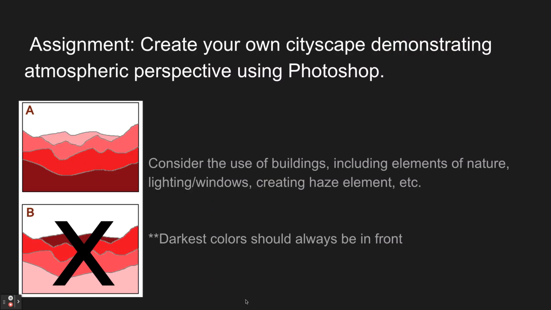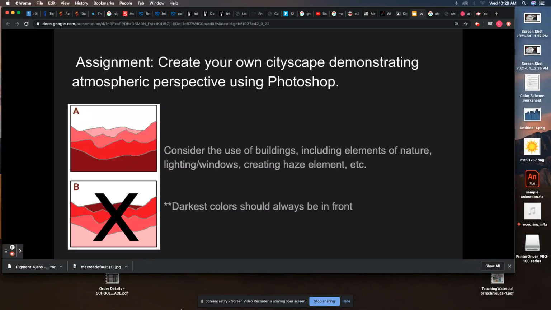Now, for this assignment, you ultimately will be creating your own cityscape, demonstrating atmospheric perspective using Photoshop. When you're making this, I want you to consider the use of buildings, but also, if you want, including elements of nature, whether it's in the foreground or background. You can include lighting or windows, creating a haze element as it gets farther back. But the most important thing is, of course, the darkest colors should always be in front, never the back. So let's get started in Photoshop.